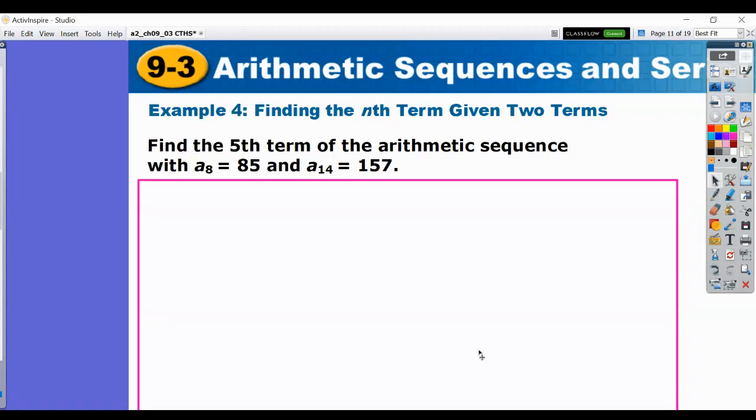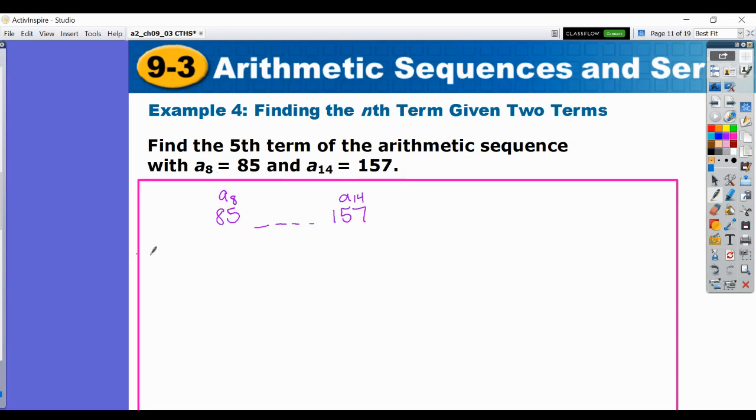I have another example here, and this time we don't have the first term, and we just have 2 terms in the middle of the sequence. So to get it set up, I'm going to put my 8th term here and my 14th term here, just like they're the first and the last, but not really. And I need to figure out how many steps there are in between.